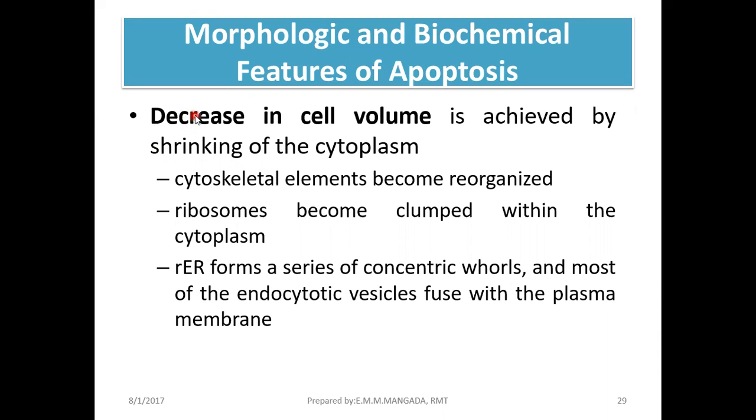So nagkakaroon po tayo ng shrinking ng cytoplasm. Bakit? Nagkaroon kasi ng damage dun sa cytoskeletal elements nung ating cell. Di ba? If this is the cell, dun sa ating plasma membrane, nagsusupport dyan ay your cytoskeleton. So, nagkakaroon ng restructure niyan, okay? Kaya nagkakaroon ng reformation nung ating plasma membrane, leading to the shrinkage of the cytoplasm.